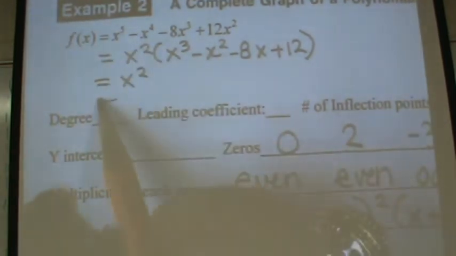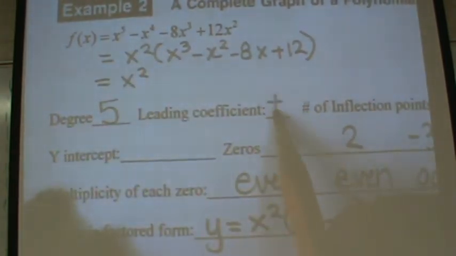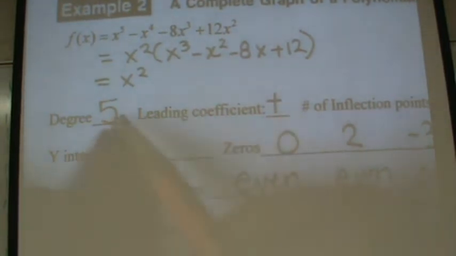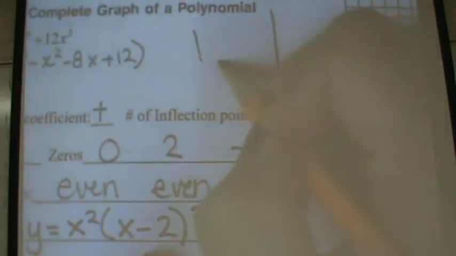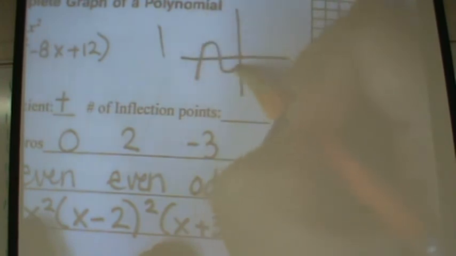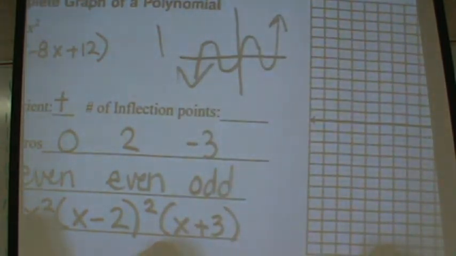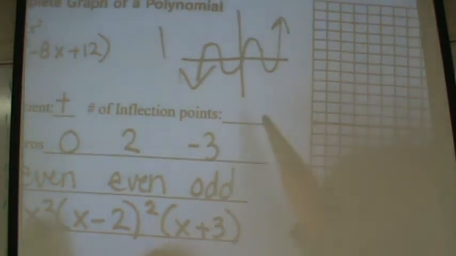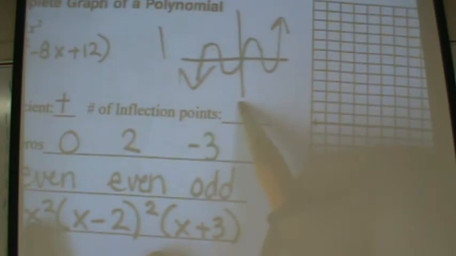A 5. And the leading coefficient's positive. So that means I'm going to have maybe 4 bumps. It's going to be coming like this. 1, 2, 3, 4. It's going to look like that. That's what your graph's going to look like. How many inflection points would there be at most? You take the degree and subtract 2. 3. Good.